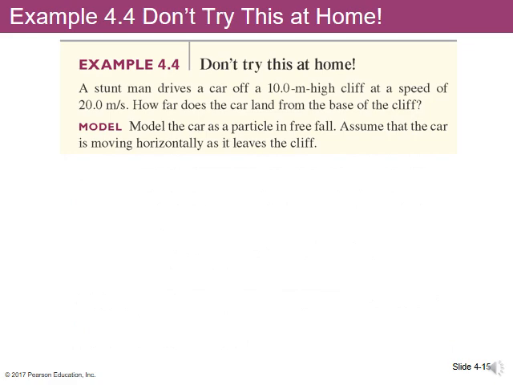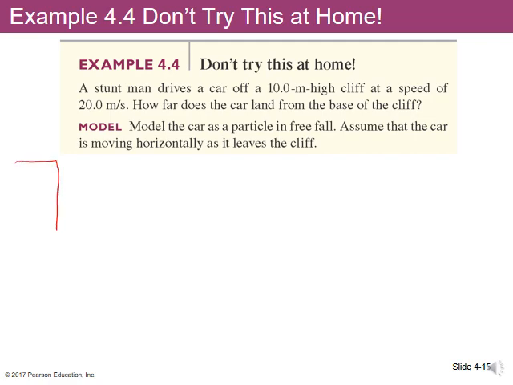In this problem, it says a stuntman drives a car off a 10-meter high cliff at a speed of 20 meters per second, and we want to try to figure out how far the car lands from the base of the cliff. So the first step is to draw a quick sketch of the situation, labeling all of the information that we know and what we want to find.